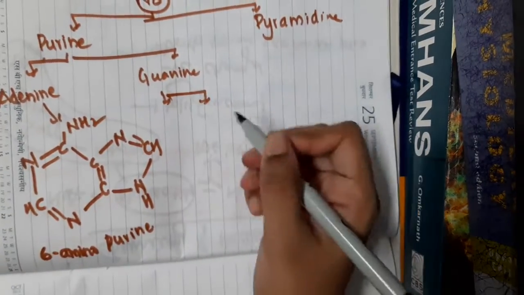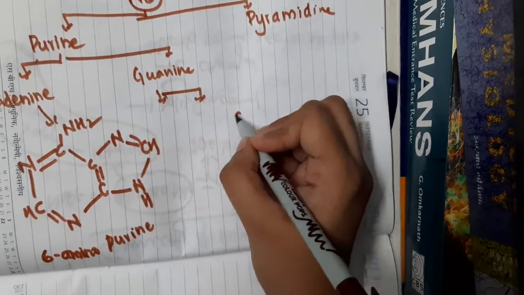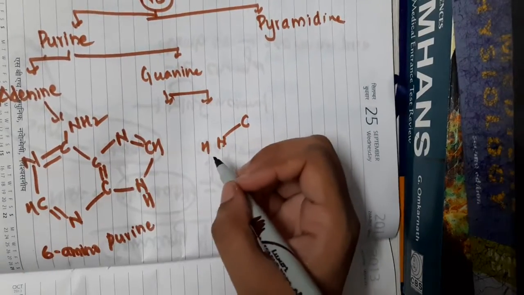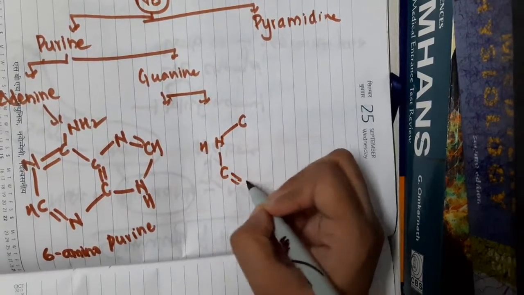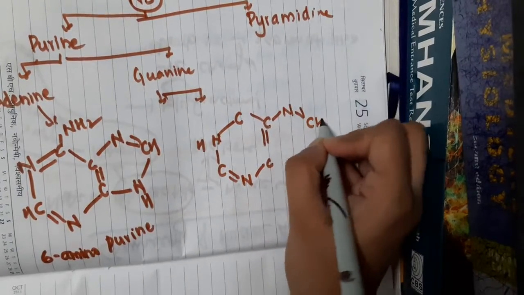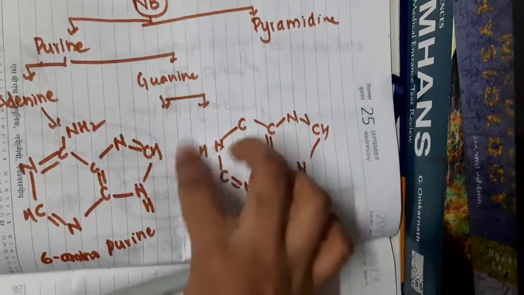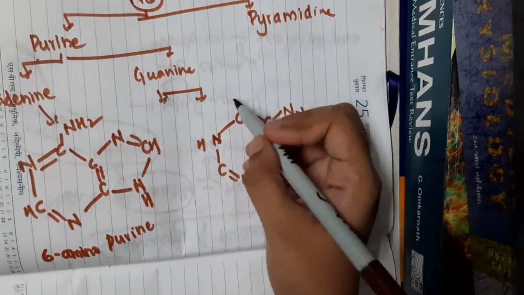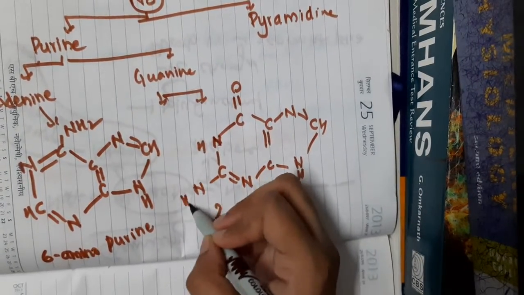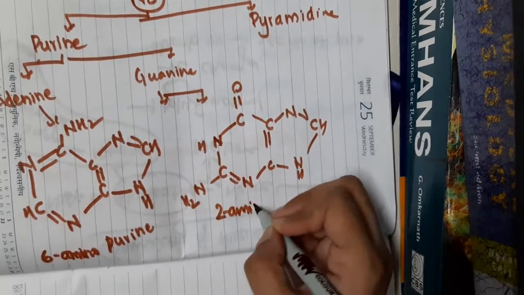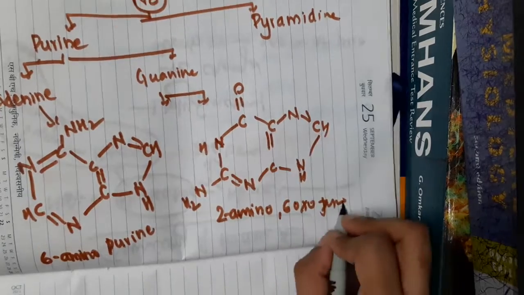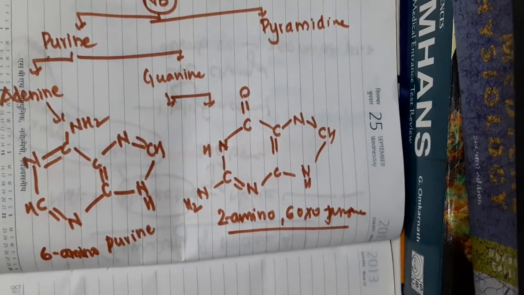Then if you see guanine, I will draw the same purine ring first. Right, so this is the same thing. But here oxygen is added, and also there is an amino group at the 2nd carbon. So this is 2-amino 6-oxopurine, which is guanine.